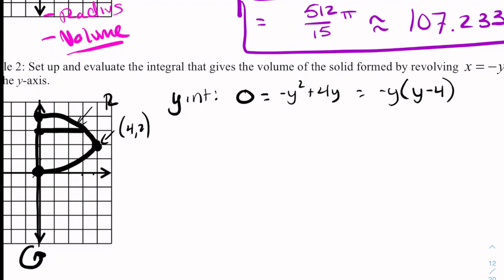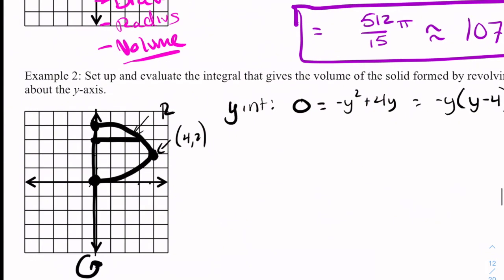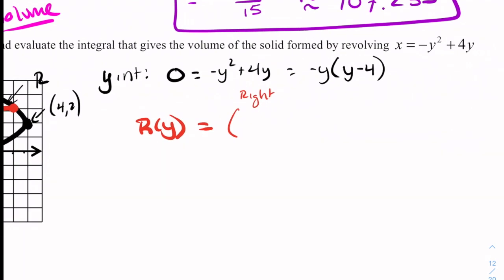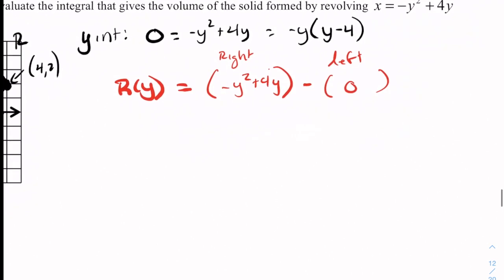Now we are going to draw in our representative rectangle, so let's use the exact same color. It doesn't matter where this goes, but we are drawing this in to figure out what we are perpendicular to. So in this case, we're perpendicular to our y-axis. So our radius is going to be in terms of y. And if it's in terms of y, what we're going to do is the right function minus our left function. So our rightmost function is what we started with, -y squared plus 4y. And our left function is, again, 0, because that's our y-axis. So this gives us our radius.